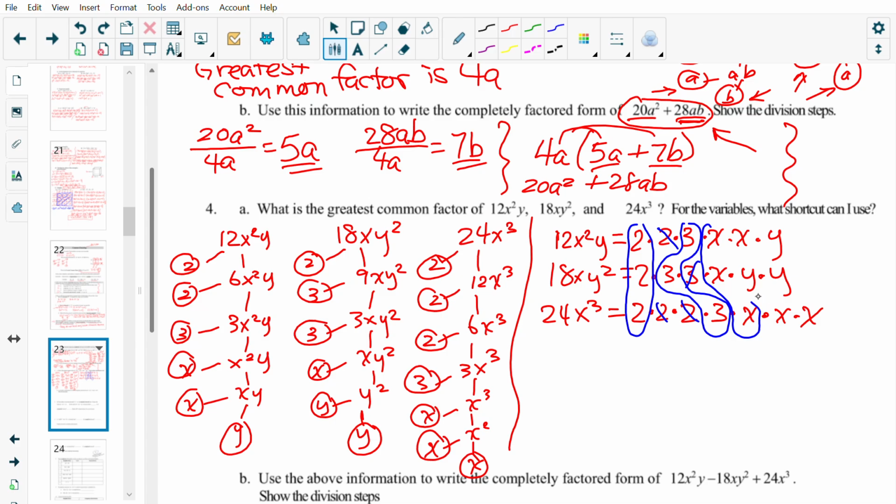Let's do x's. I can see that we've run out of x's in the middle term, so I'm going to eliminate all the other x's. And then let's do the y's. Well, this last term, 24x cubed, does not have a y, so I'm going to eliminate all the y's. So what's my greatest common factor?